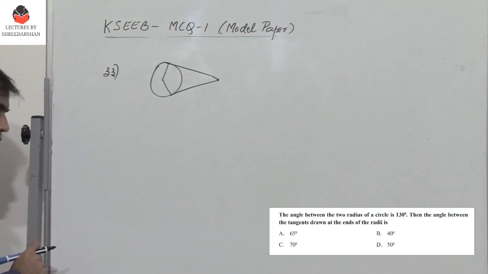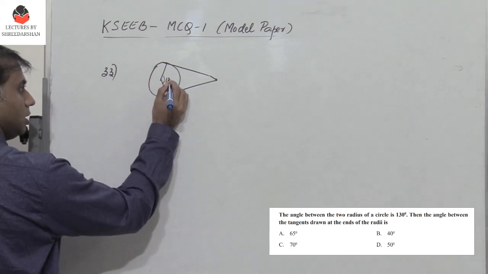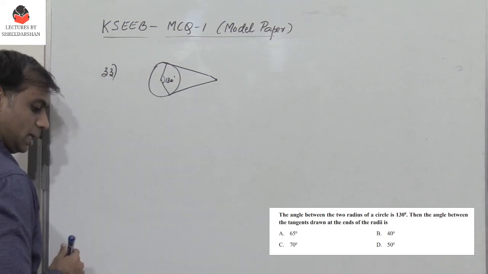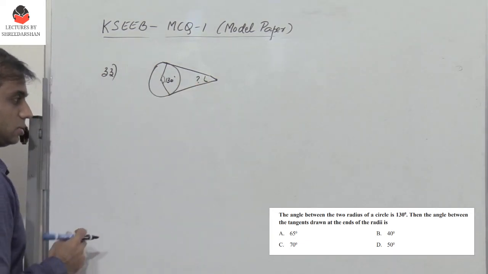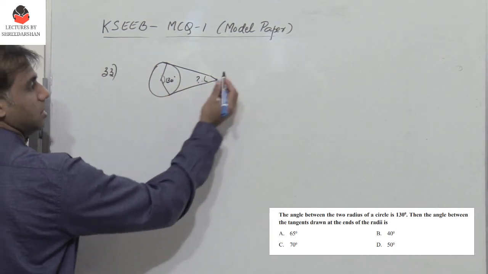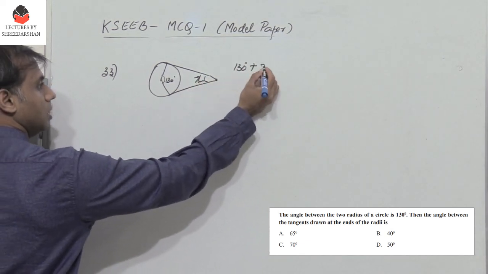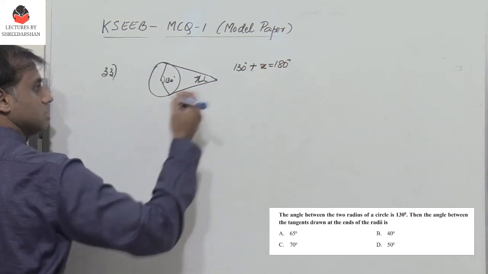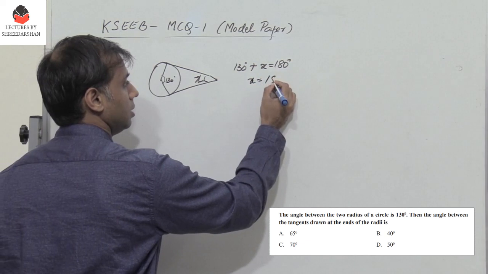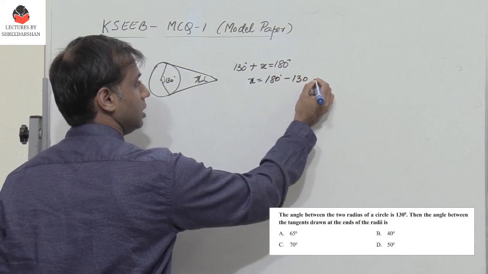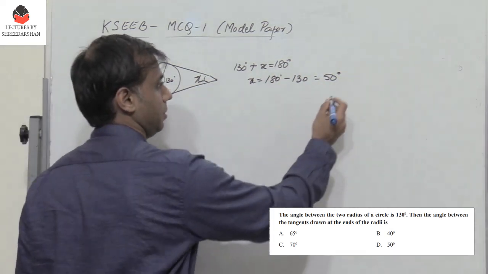The angle between 2 radii of a circle is 130 degrees. So this is 130 degrees. Then the angle between the tangents drawn at the ends of the radii is. So I need to find this angle. So we know that these 2 angles are supplementary. That is 130 plus, if I call this as X, is equal to 180 degrees. So therefore what is X? It is 180 minus 130, which is equal to 50 degrees. And the right option is D.